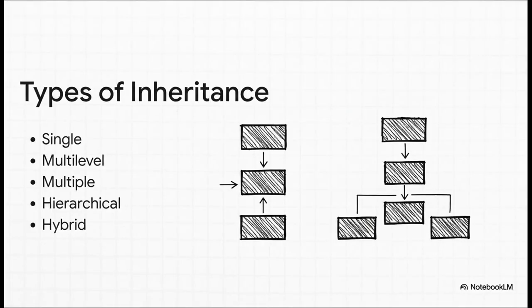And C++ is incredibly flexible with how you can structure these relationships. You've got single inheritance, which is just one child from one parent. There's multi-level, which is like a family tree, grandparent to child. You can have hierarchical, where one parent has multiple different children. C++ even supports multiple inheritance, where one child class can inherit from two or more parent classes at the same time, though you have to be careful with that one. All these options give you a ton of power to design your software just right.